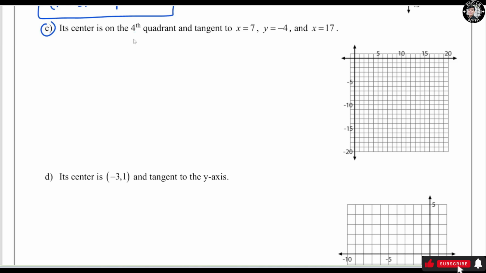Now question C. The center is in the 4th quadrant. So the center is going to be h and k. Since it is in the 4th quadrant, it tells us that h is positive and k is negative. Now, it is tangent to x equals 7, so 7 is right here. y equals negative 4, so negative 4 is right here. And x equals 17, so 17 is right here.